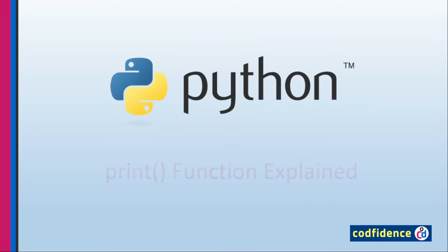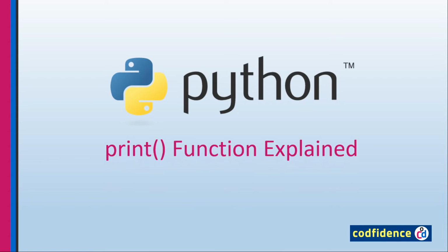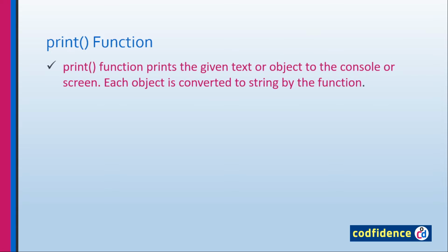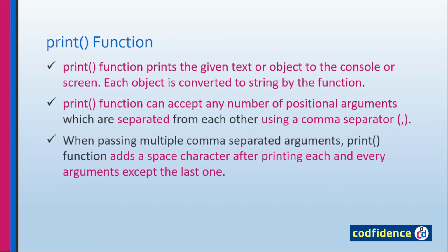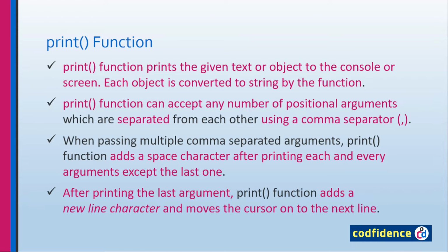My name is Binu and today we are going to learn more features of the print function. Print function prints the given text or object to the console or screen. Each object is converted to string by the function. Print function can accept any number of positional arguments which are separated from each other using a comma separator.